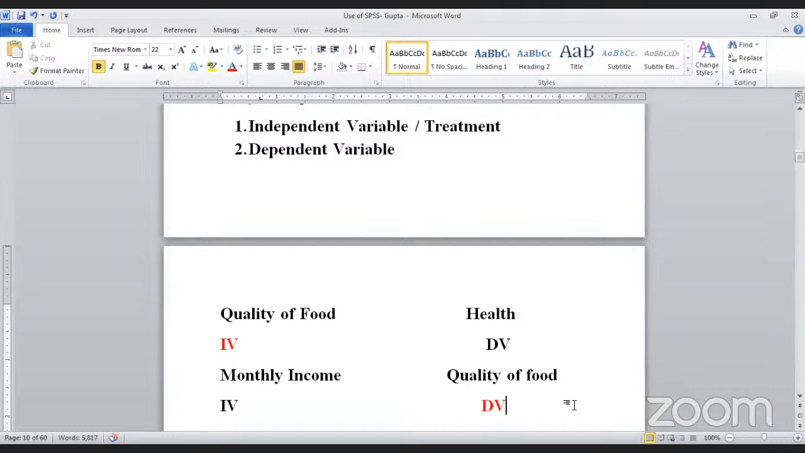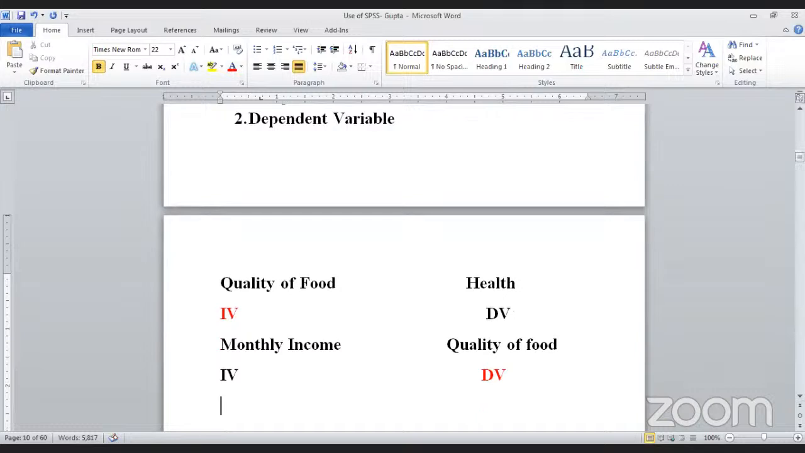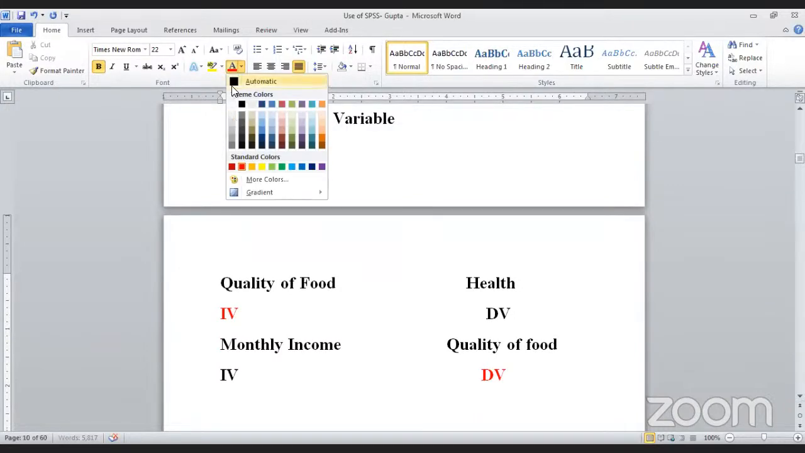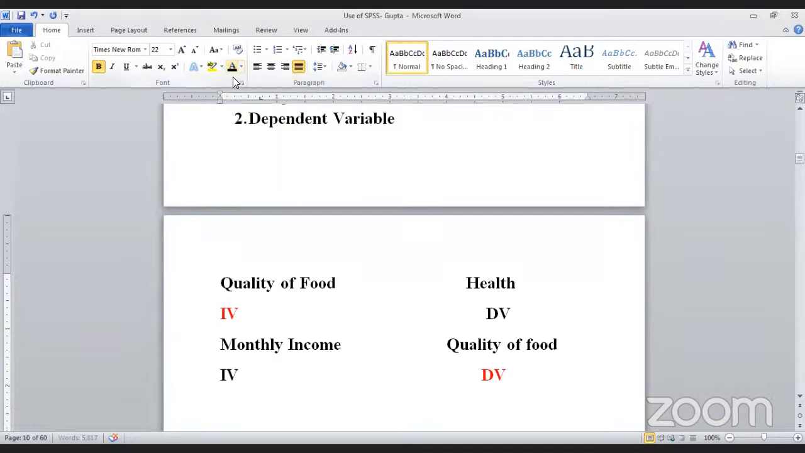Okay? So therefore, dependent and independent is not absolute, it is relative. So you can't say that something is forever dependent or it is forever independent. No, it is the situation which will tell you which is dependent and which is independent.